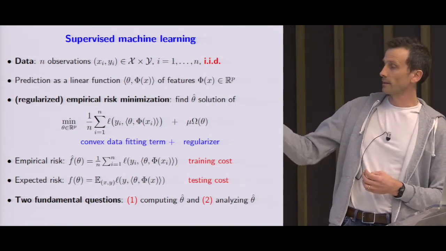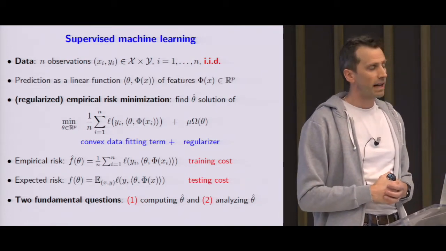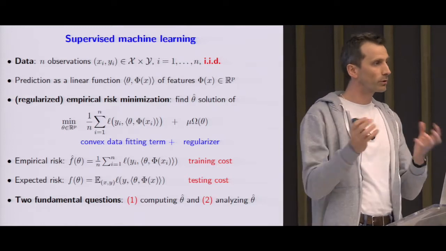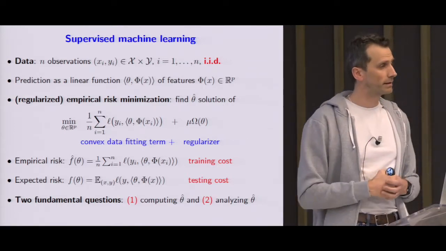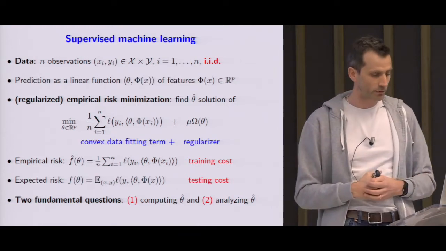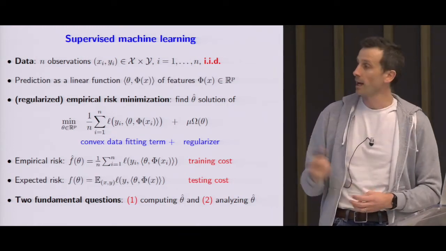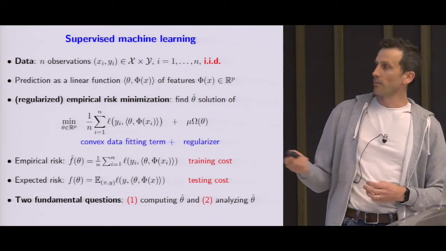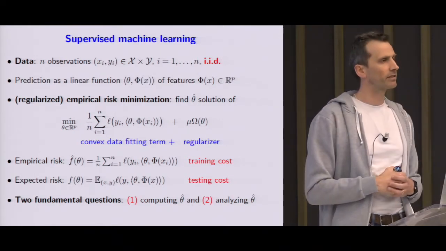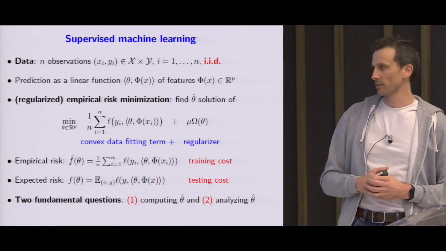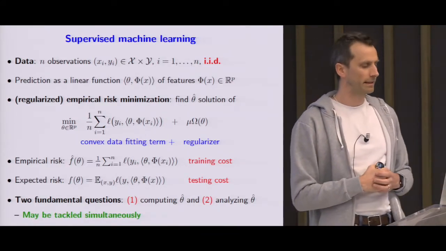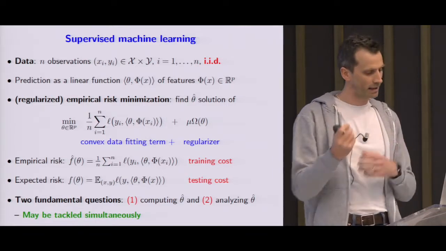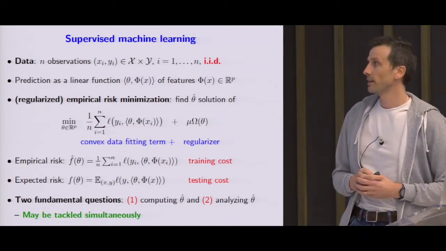Computing theta hat, this is a pure optimization problem. I don't really care what it does. I want to find a global minimum. And analyzing theta hat is a pure statistical question. I don't care where theta hat comes from. Give me any algorithm, I will try to guarantee that minimizing f hat plus some regularizer is good for minimizing the expected risk. So the goal today is to do them simultaneously, designing an algorithm that will be both efficient and predict well on unseen data.